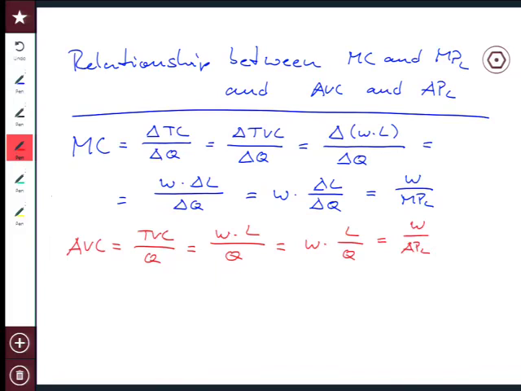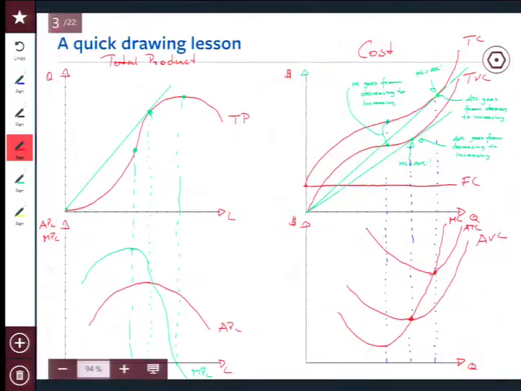So if you have very productive labor, your average variable costs are going to be low. If you have slacker labor, your average variable costs are going to be relatively high. So there's again this inverse relationship between average variable cost and average product of labor, and marginal cost and marginal product of labor. Now if you look at the average product of labor curve right here, it looks a lot like my average variable cost curve. This one right here, just flipped and rescaled by wage.